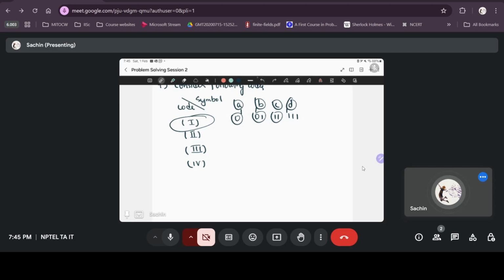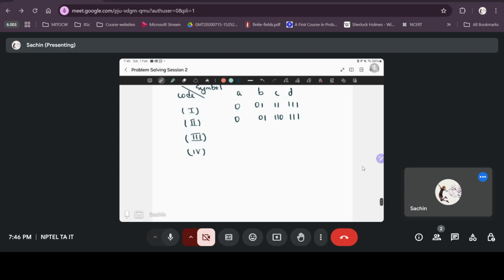So the code 1, Roman numeral 1, assigns a single bit 0 to the symbol A, 01 to symbol B, 11 to symbol C, and 111 to symbol D. The second code assigns 0 to A, 01 to B, 110 to C, and 111 to D. Third code assigns 0 to A, 10 to B, 110 to C, and 111 to D. Fourth code assigns 1 to A, 10 to B, 110 to C, and 111 to D.